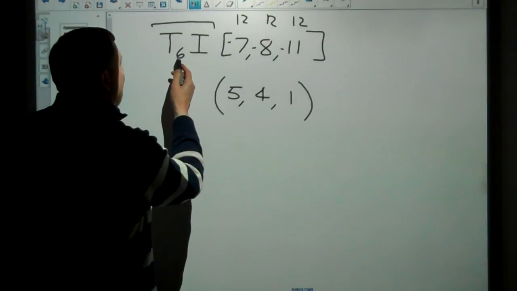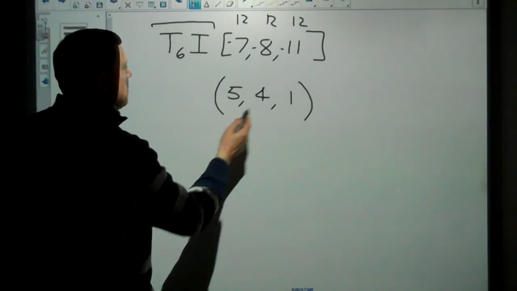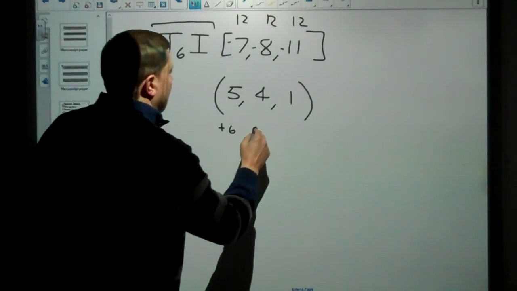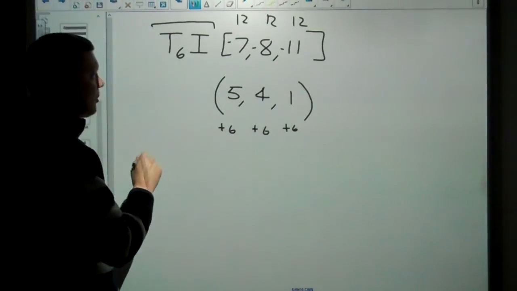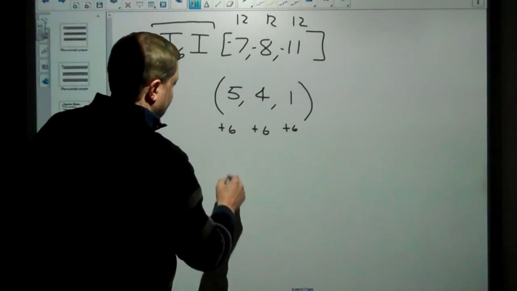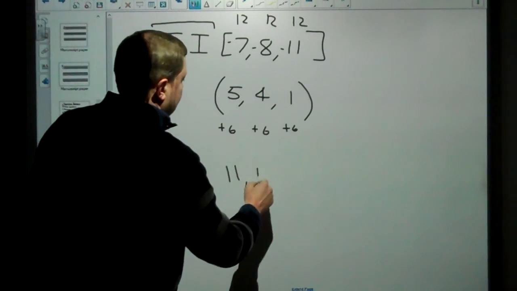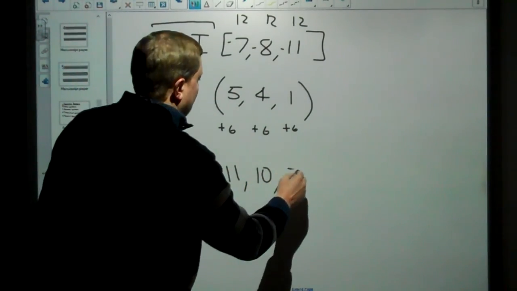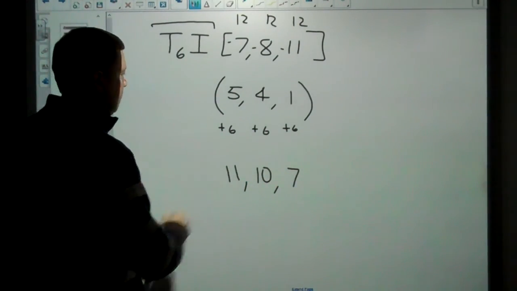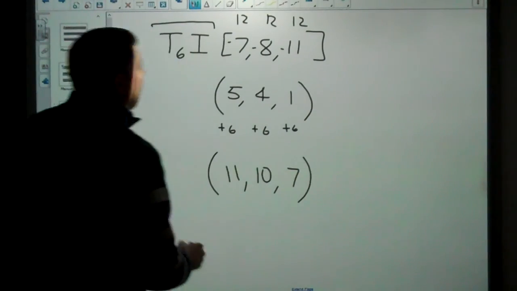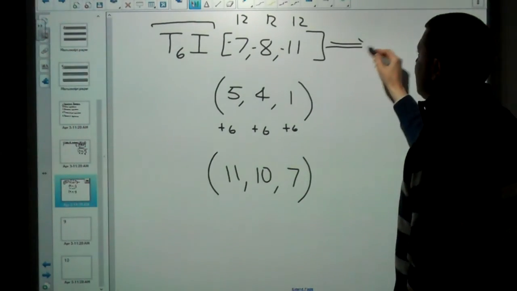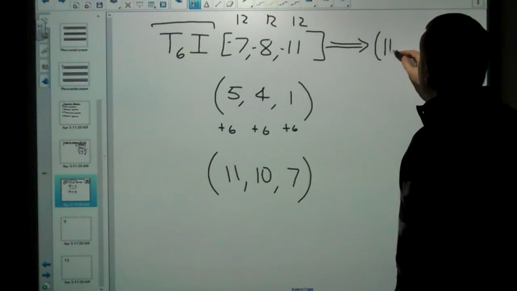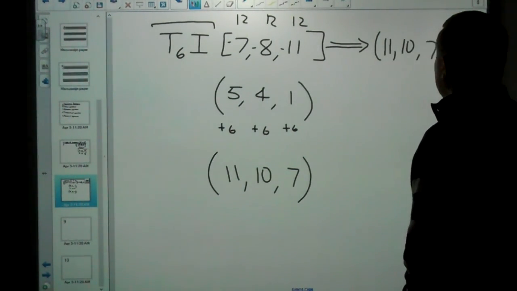Now adding 6, or transposing this set up 6 semitones, will add 6 to every member of the set. And remember, we're dealing with mod 12 arithmetic. So 6 plus 5 is 11, 6 plus 4 is 10, and 6 plus 1 is 7. So the final answer for T6I of the pitch class set 7, 8, 11 is the pitch class set 11, 10, and 7.